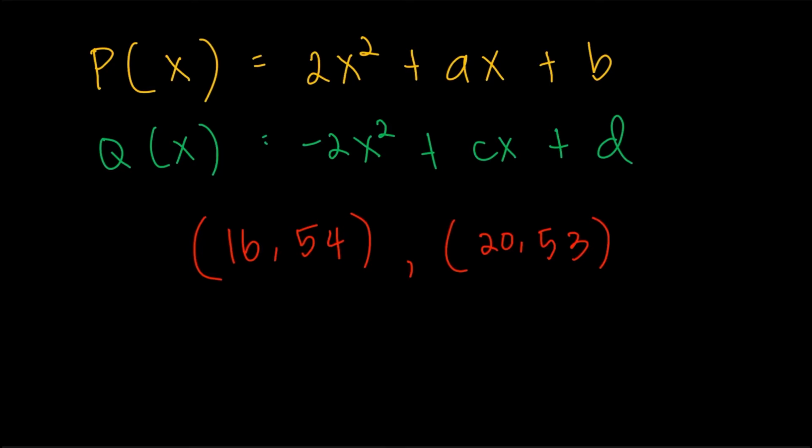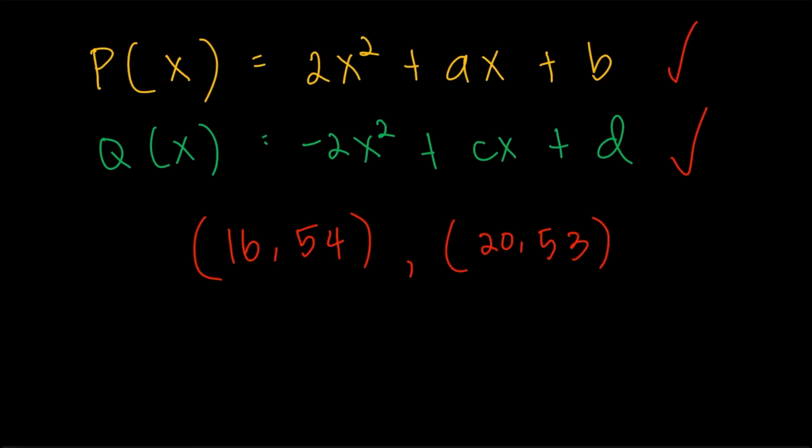And I do have two given points, (16, 54) and (20, 53). So essentially, I'm just going to substitute the values into these two and solve for a, b, c, and d. That's technically two different systems of linear equations, and that's fine. But I think that's going to take a little bit long. And in fact, the values of a, b, c, and d are not really integers, so they are pretty bad. But it is doable. But I'm going to propose we do something different.